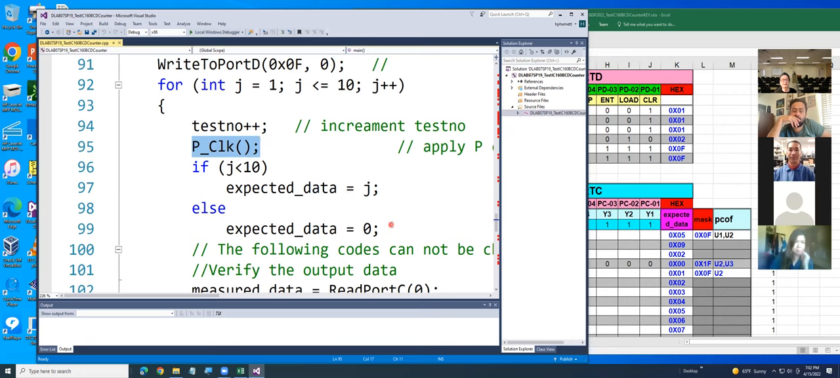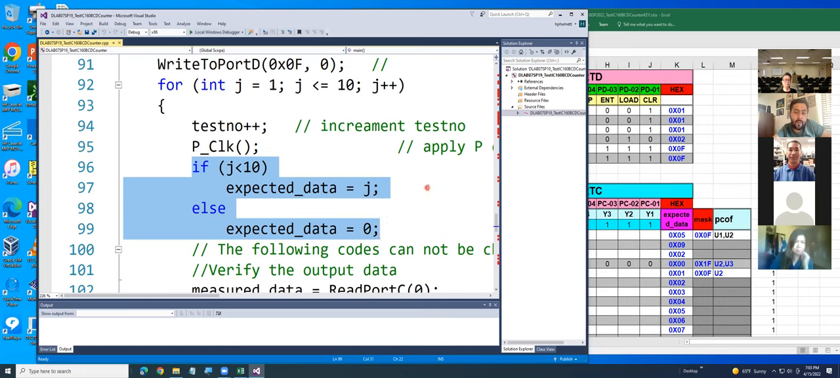Then for J1, you want the output to be 1, J2 to be 2. However, if it equals 10, after it counts up to 9, it must count back to 0. So that's why, if it's less than 10, 0 to 9, I want the output to be J. However, if it equals 10, the output is not J. The output goes back to 0. So that's why we have to use the if statement here. If less than 10, output J, otherwise 0.